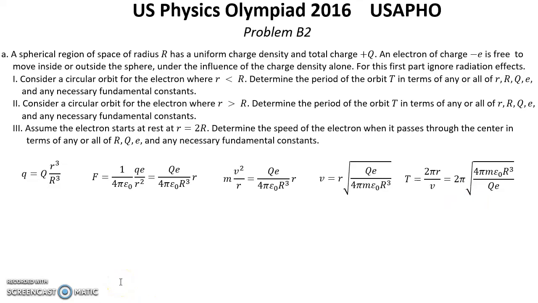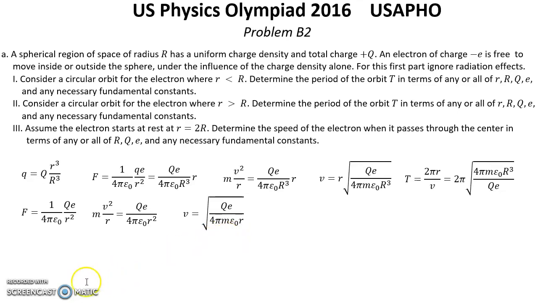Question 2. Consider a circular orbit for the electron where small r is greater than big R. Now we have a sphere with total charge q, and the force will be just the regular force between point charges q and e, which is this one. Again, we have m v squared over r equal to this force. From here we can find the speed, which will be this expression.